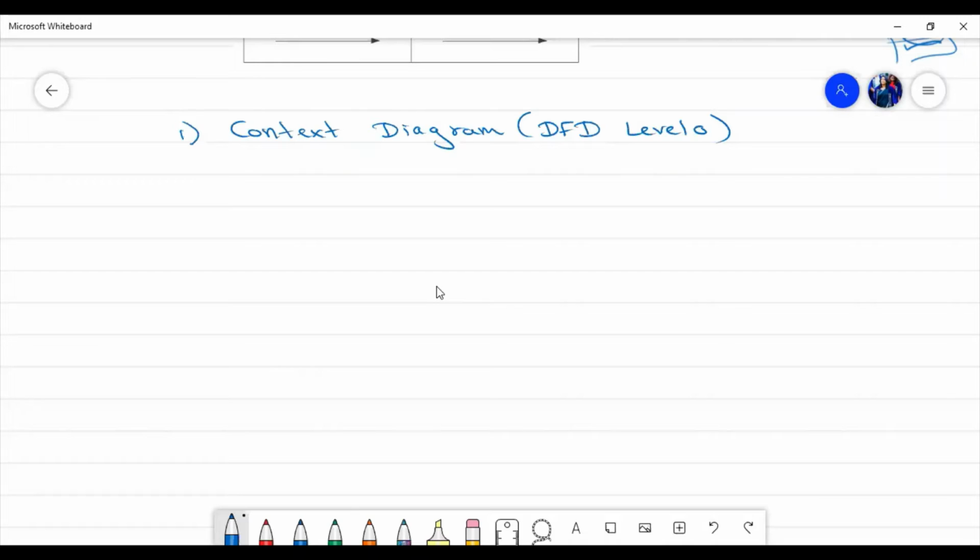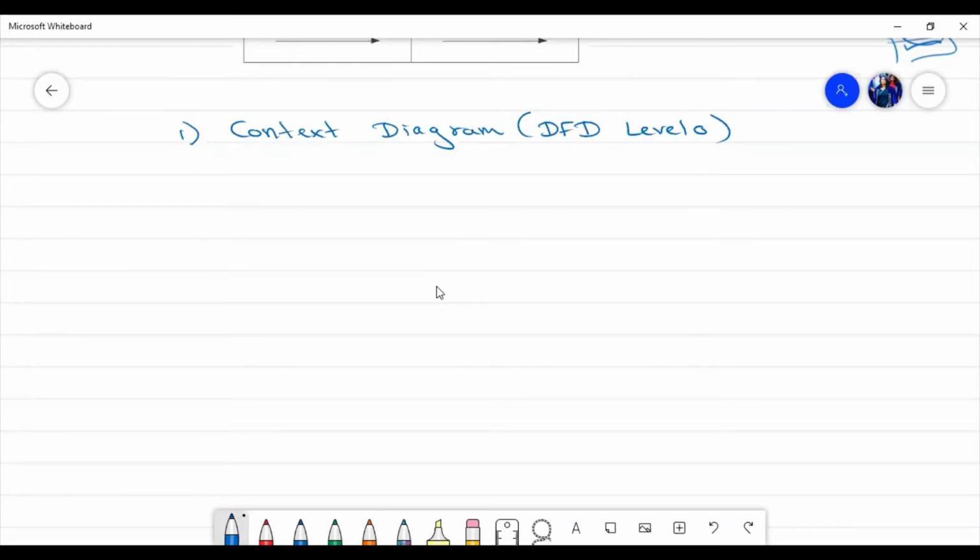And after that, at the parallel time, the ATM gives my card as well. Those are the activities that a third party person can observe during my interaction with the ATM machine. So that's the view we are drawing in the context diagram, right? That's why we are taking the system as one process. The entire ATM machine system as one process. That's why we are calling it a level 0 diagram.